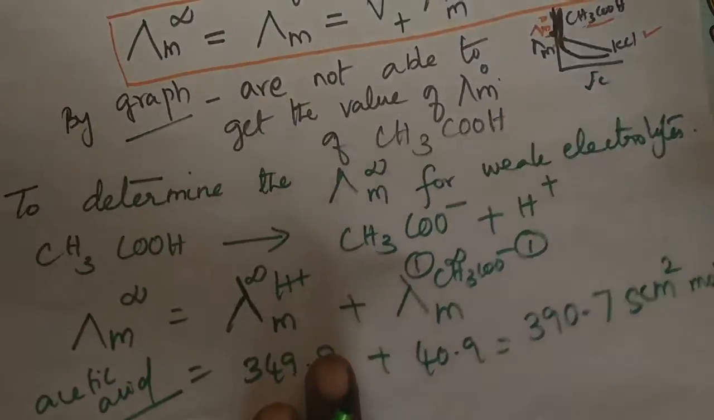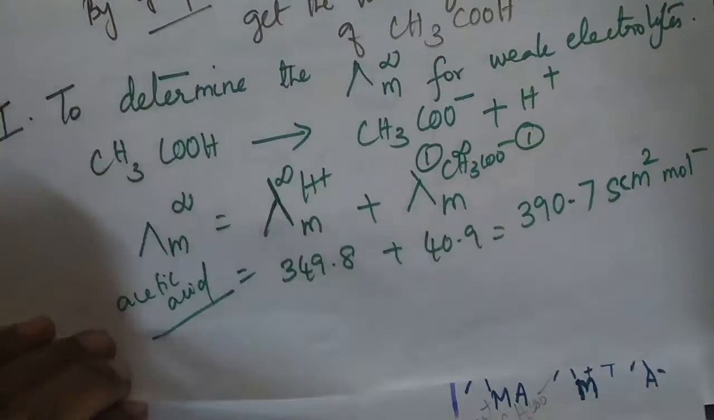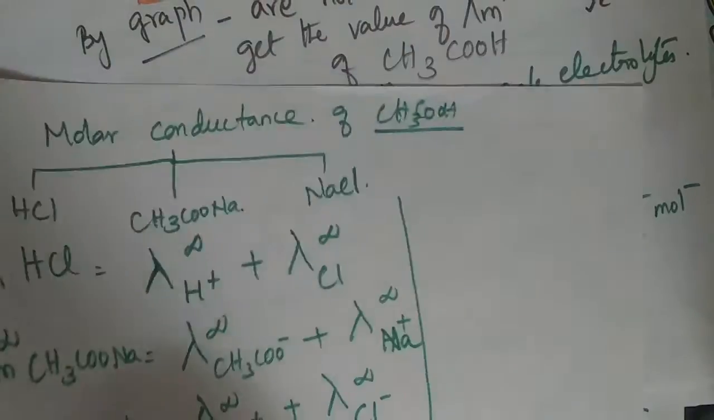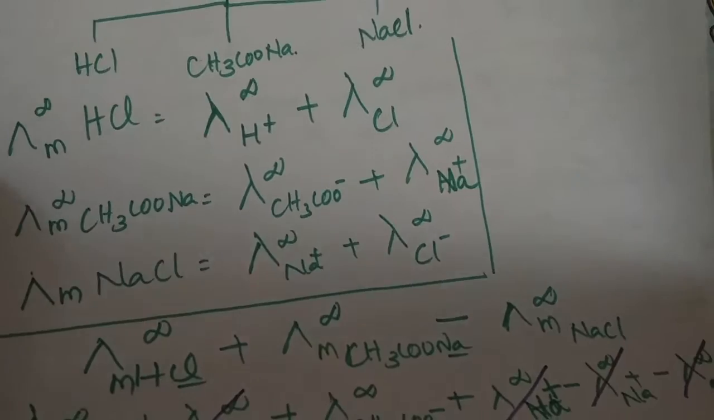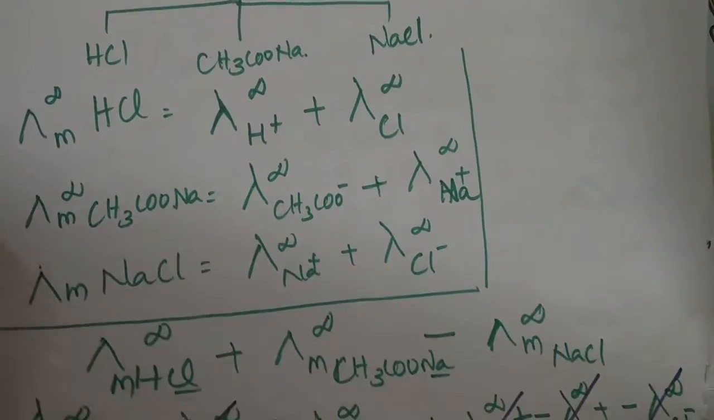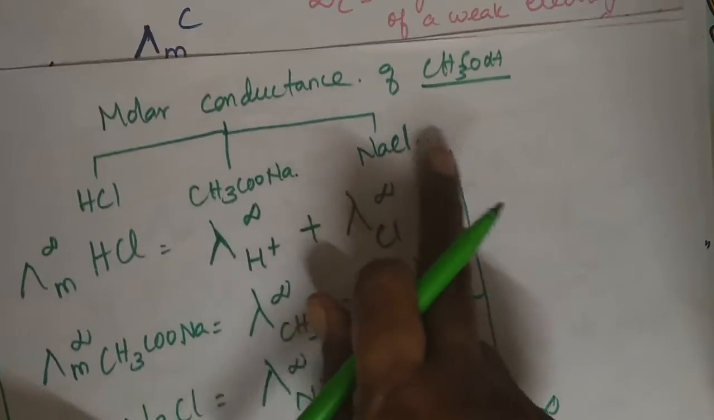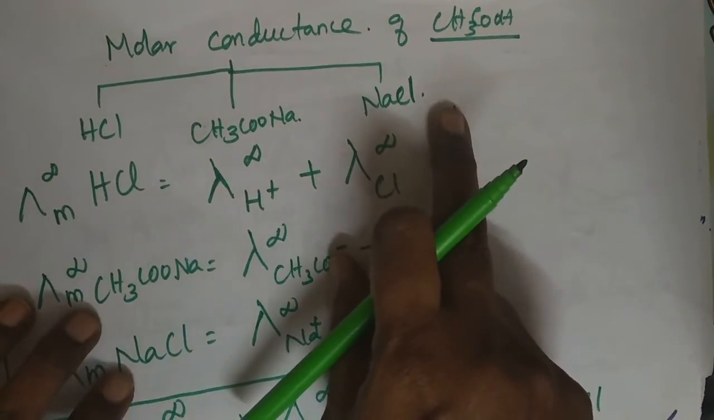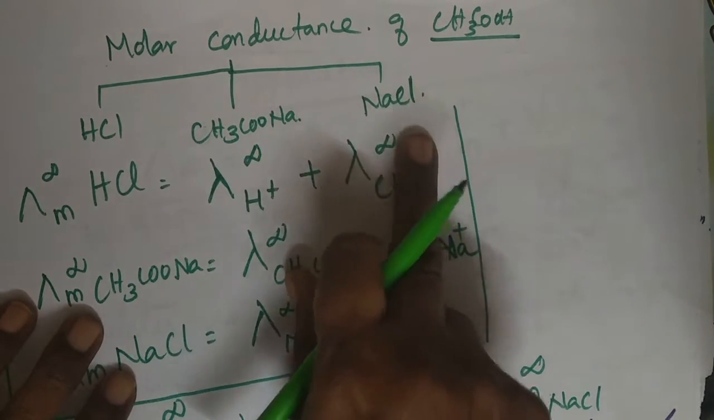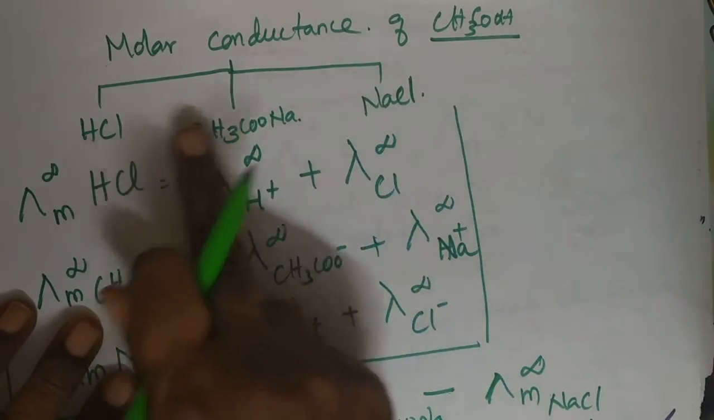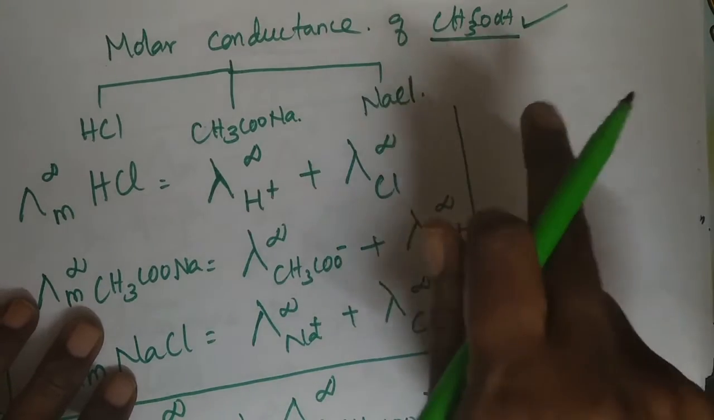But if the values are not given this way, we can go another way. You can find it using the common ion effect. What is the common ion effect? Let us take molar conductance. We are going to find the molar conductance of three different things: HCl, sodium acetate and NaCl. Take down all three of their conductances. Here there is no acetic acid given, and we are going to find out the acetic acid value only.